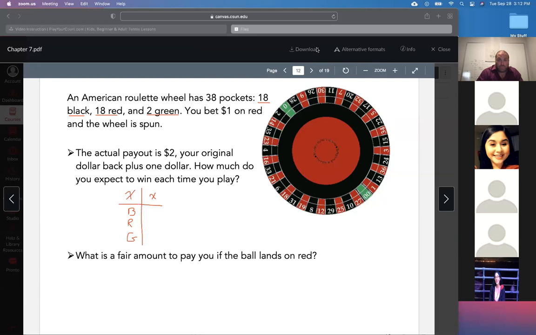What is the likelihood of getting black? 18 out of 38 or 9 out of 19. Okay, I'll do 18 out of 38 to keep the original numbers. And what's the likelihood of getting red? It's the same. And what's the likelihood of getting green? 2 out of 38. And what do you win if you get black? And what do you win if you get red? And what do you win if you get green?